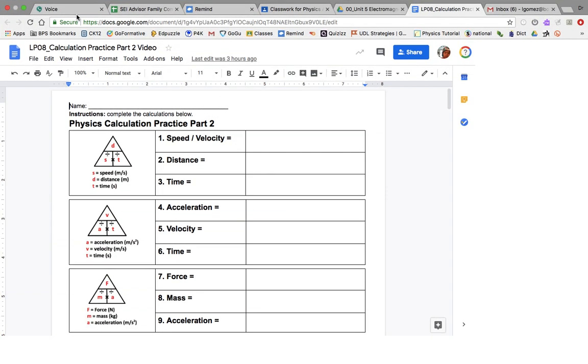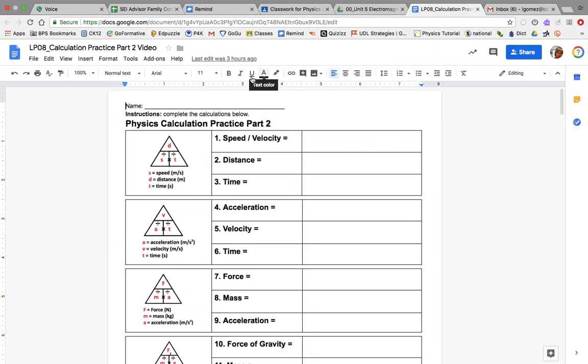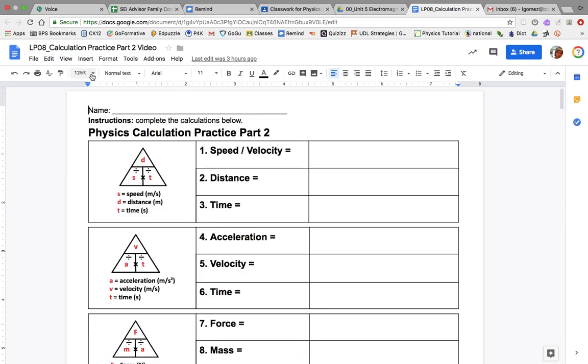Let's go ahead and do the second part of our practice calculation. I hope everybody's working hard and paying good attention. I know the MCAS is going on for some students, but that doesn't mean the rest of us can't continue on. Keep calm and carry on.